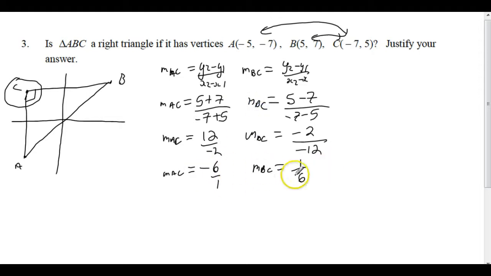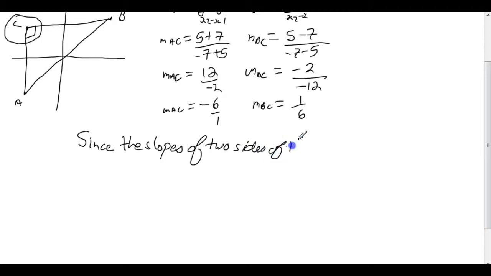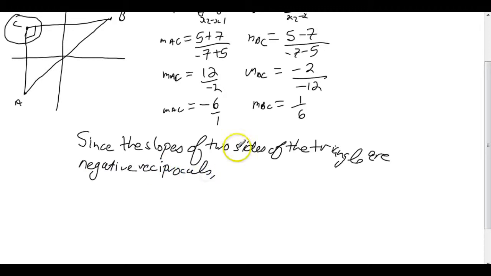So since these are negative reciprocals, we know that we have a right angle, but it says justify your answer, so you have to say something. You can't just leave it and say, yeah, look, they are. So we're going to say, since the slopes of two sides of the triangle are negative reciprocals, then those two sides are perpendicular.